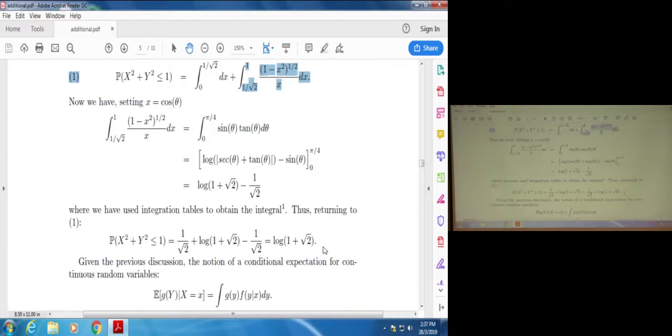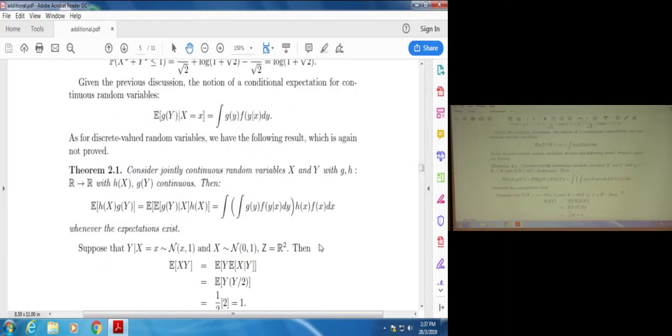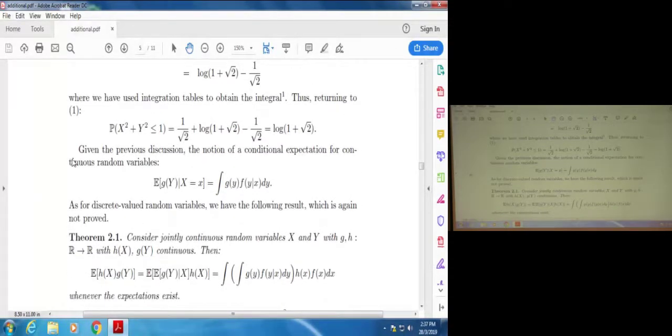So we're almost finished. I'm just going to do one more page. So that was just an example. Given the previous discussion, we know how to look at conditional PDFs to some extent. You can also look at conditional expectations. Essentially, we define the conditional expectation for jointly continuous random variables of a functional g of y given x as the functional g times the conditional PDF of y given x, integrated over all possible values of y. And basically, we can get an analog of the formula that we had before.